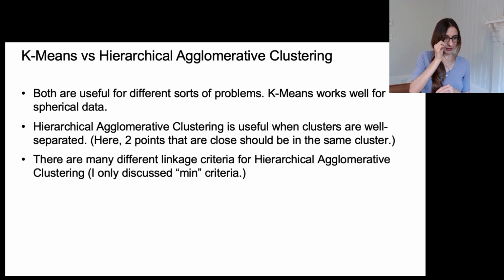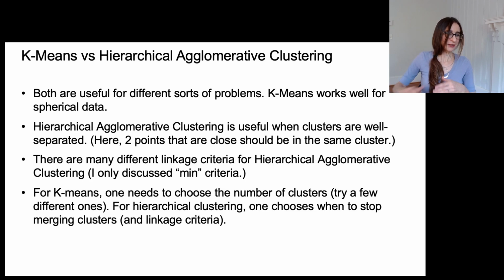Okay, and there are different linkage criteria for hierarchical agglomerative clustering. I was only using one of the criteria, which is just the min criteria, but you can choose a different criteria that determines when these linkages between clusters are actually made. And I would recommend experimenting with the different linkage criteria to get different results. And it really will give you different results if you use different linkage criteria. So that's something that's really nifty.